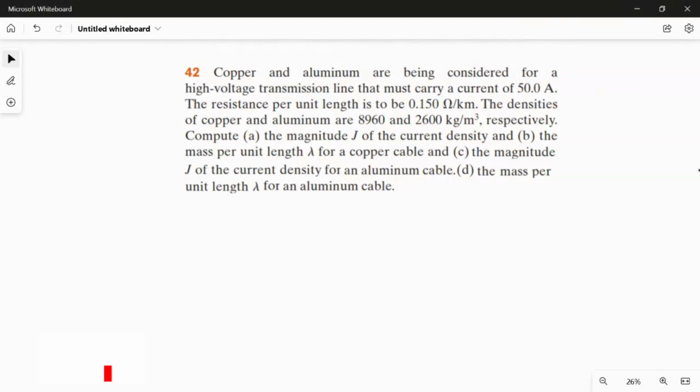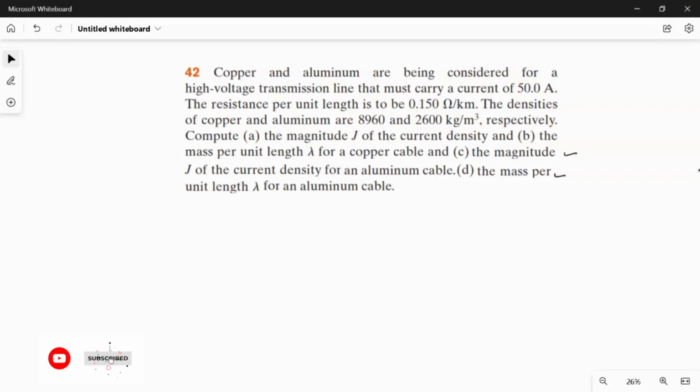So here I already solved part A and part B in the previous video. In this video I am going to work out only part C and part D. So what is part C? Compute the magnitude of the current density for an aluminum cable. And the second question, part D, is calculate the mass per unit length lambda for an aluminum cable.